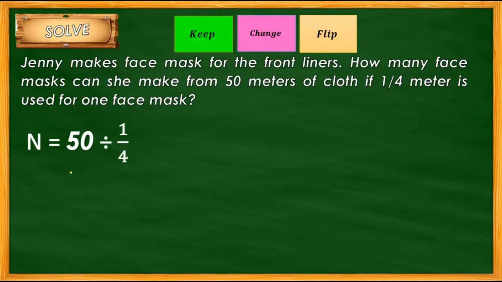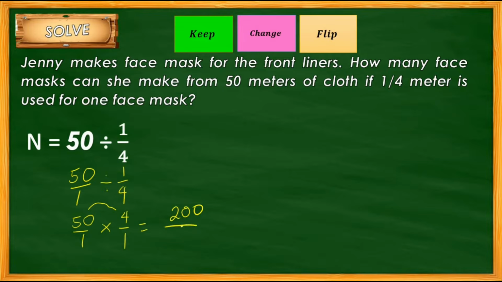First, we're going to make the whole number 50 as a fraction. 50 over 1, divided by 1/4. Then after that, we're going to follow the rule. Keep 50 over 1, change division to multiply, and then flip 1/4 to 4 over 1. Then proceed to multiplication. 50 multiplied by 4, the answer is 200. And then 1 times 1, the answer is 1. 200 divided by 1, the answer is 200. So this would be the final answer.